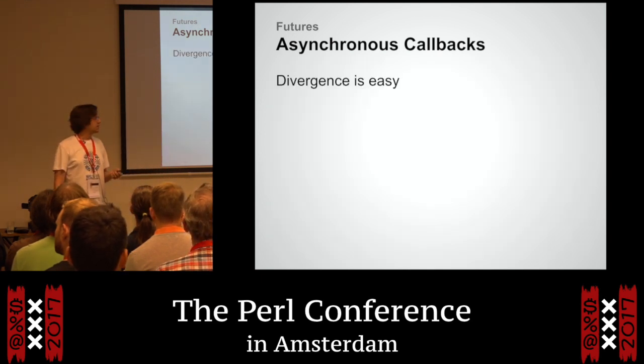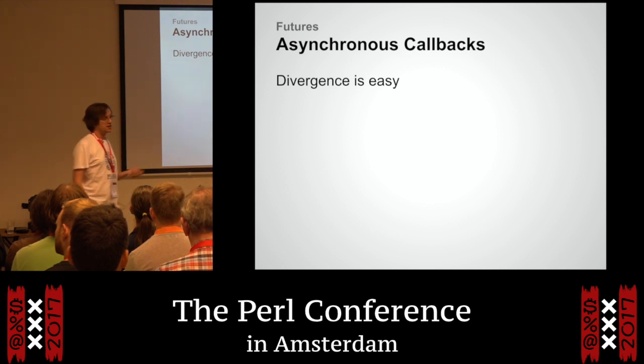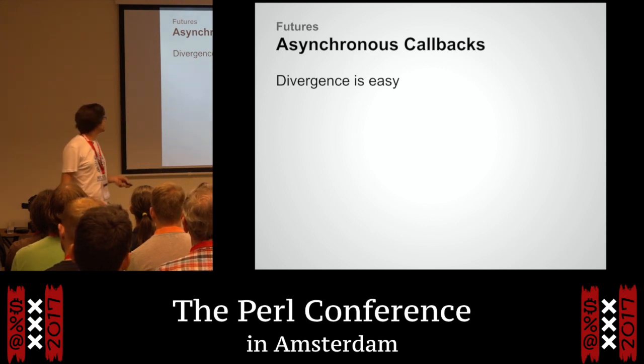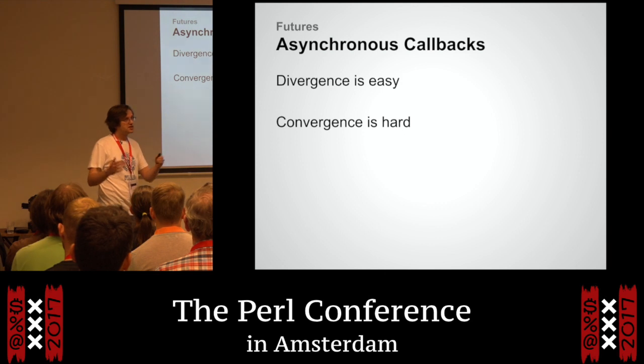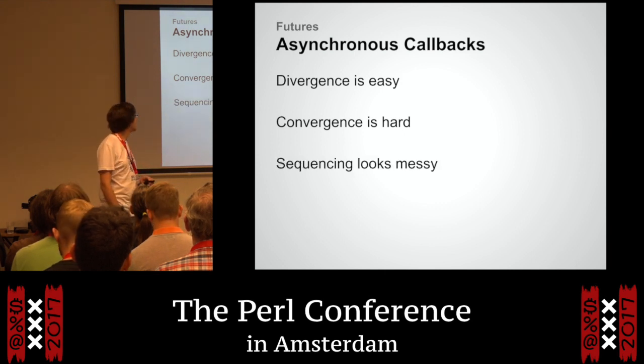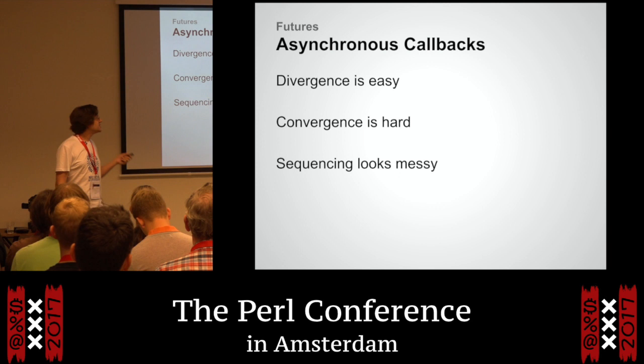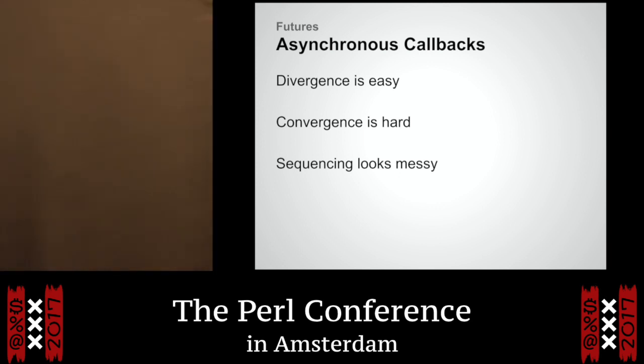So what we find with callbacks is that what we call divergence, i.e. going off and doing multiple things at once, is easy. Trying to converge the results again at the end is hard. And sequencing is kind of easy, but it looks messy because it indents further.